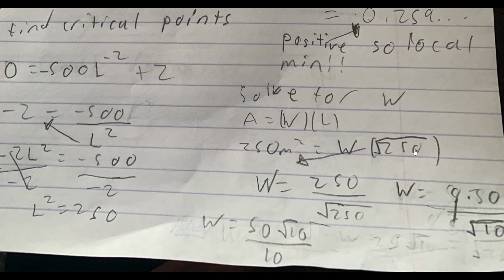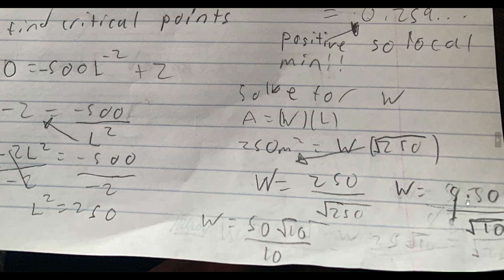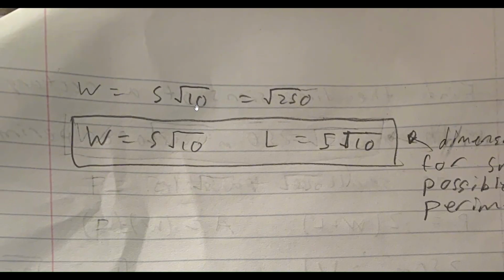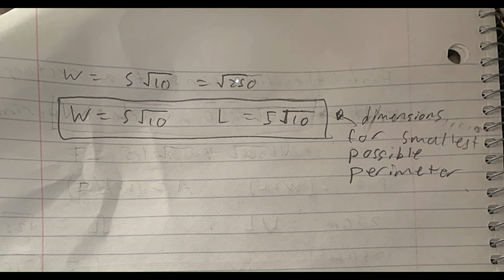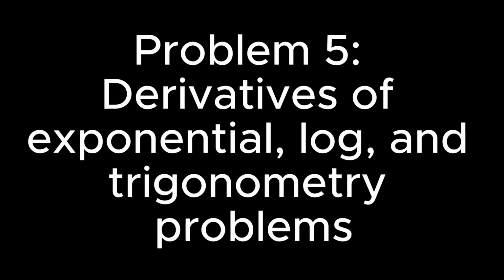Then we solve for W by using the area formula. We divide both sides, 250 over the root of 250. Then we simplify, and we get that the width is equal to 5 times root 10, which is also just equal to root 250, which means that both of these are equal to 5 times the square root of 10, and the length is also 5 times the square root of 10. And these are the dimensions for the smallest possible perimeter of this rectangle, which truly just ends up being a square. And that's how you can use optimization to solve a word problem.